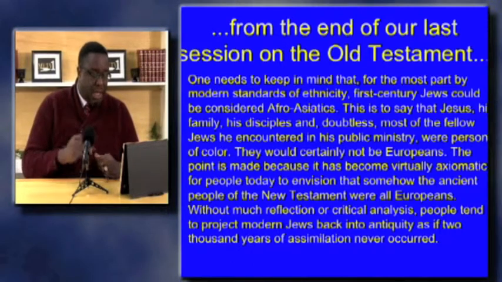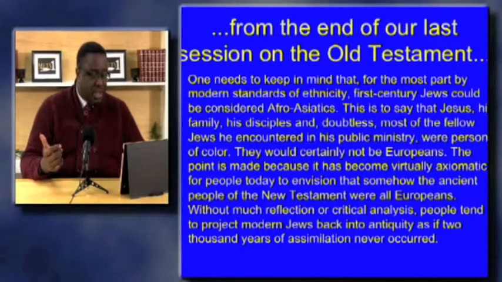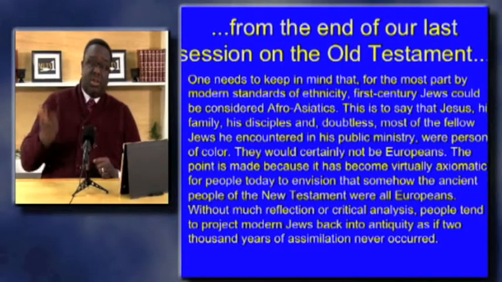It says they would certainly not be Europeans. The point is made because it has become virtually axiomatic for people today to envision that somehow the ancient people of the New Testament were all Europeans, and without much reflection or critical analysis, people tend to project modern Jews back into antiquity as if 2,000 years of assimilation never occurred. Let's go to the next slide.